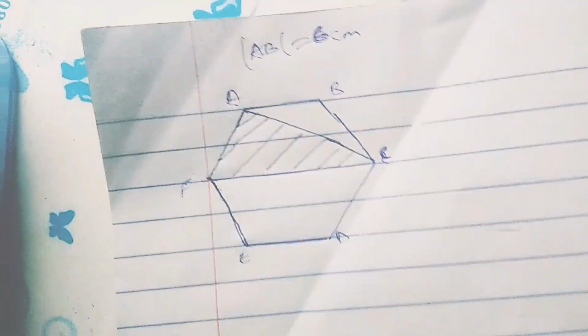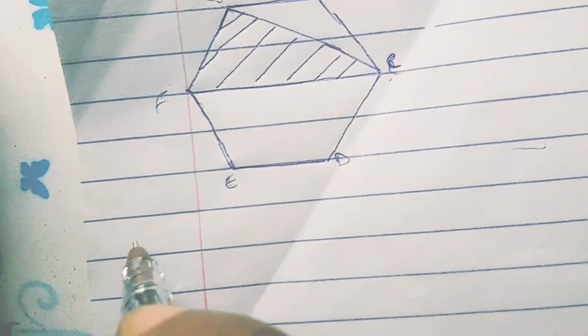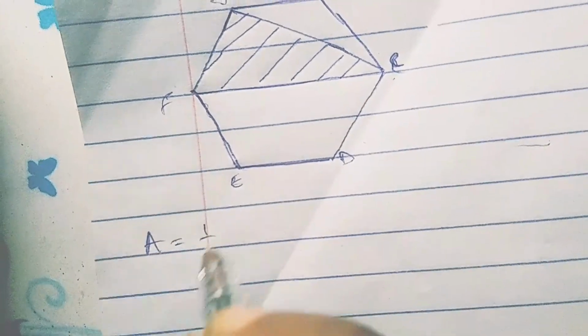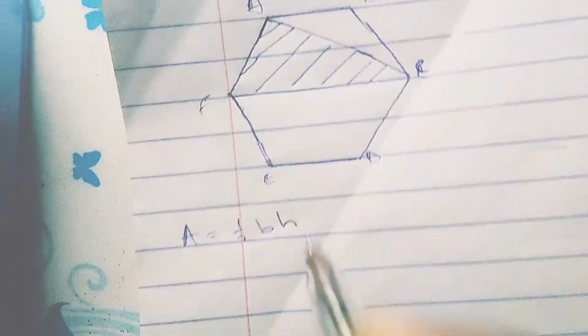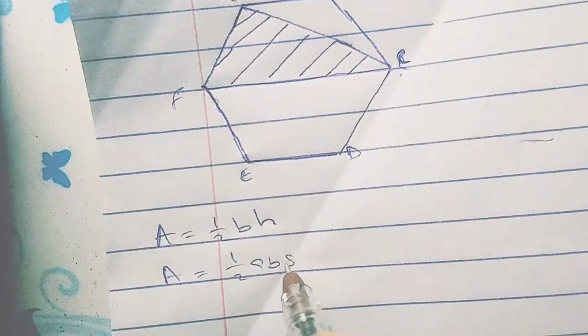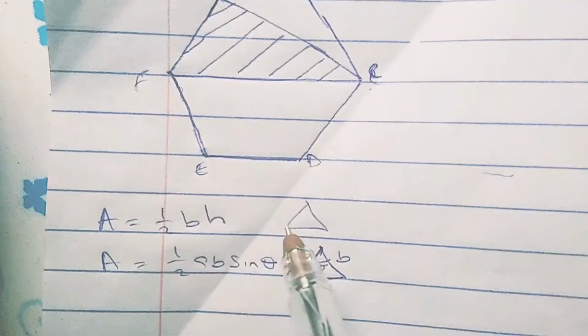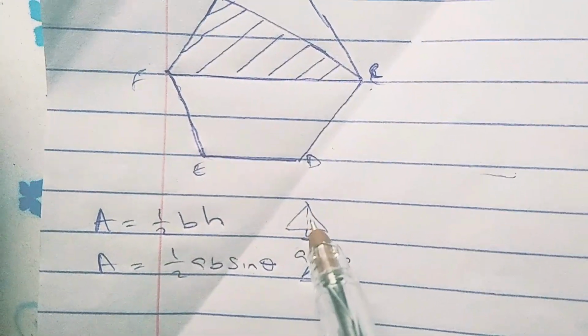There are actually three formulas for getting the area of a triangle. So the first formula is the normal one. The area of a triangle is half base times height. The second formula is area equals half ab sine theta. This is the case whereby we have the angle between two adjacent sides a and b. While in this one we have the base and the height.